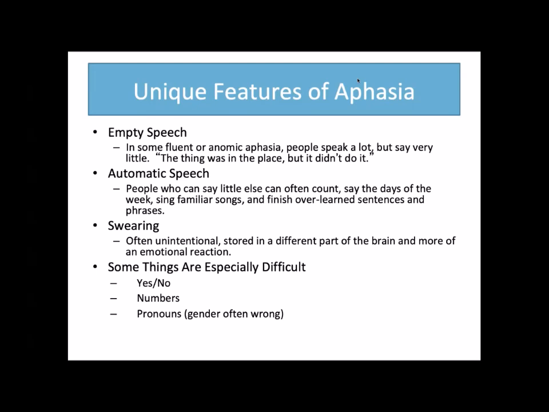There's also automatic speech, which is stuff that's overlearned, like counting or the days of the week, familiar songs. So you might run into somebody who can't say very much at all, but they can count to 10. Or they can't put together a sentence, but they can sing happy birthday. And you also saw in the video of Byron, at the end, he said, "Have a good day." Clear as a bell. And so that is sort of an overlearned sentence. That's automatic speech. He just says that to people when he leaves. And that's stored in a different part of the brain.